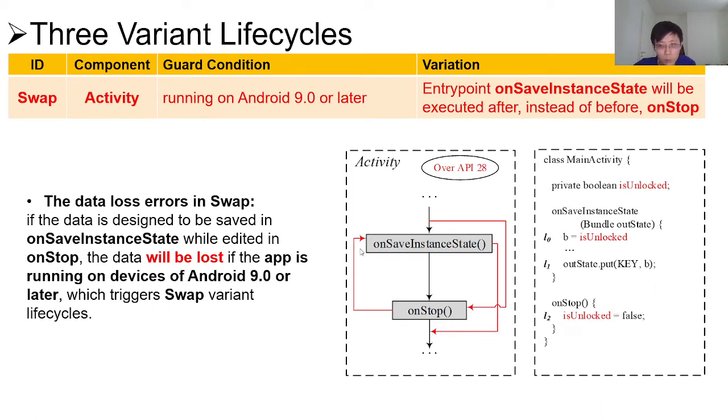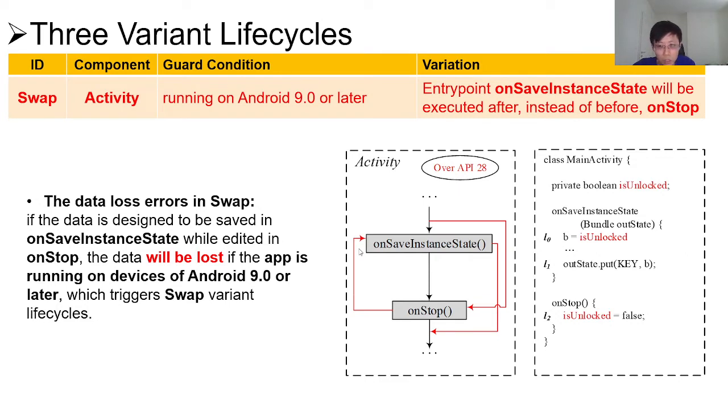The last kind of variant life cycle is swap. Before and after Android 9, the execution orders of entry points onSaveInstanceState and onStop are exchanged. So for example, the data here is a Boolean value stored in the field isUnlocked. If it is designed to be stored in onSaveInstanceState or edited in onStop, there can be a data loss error in swap.